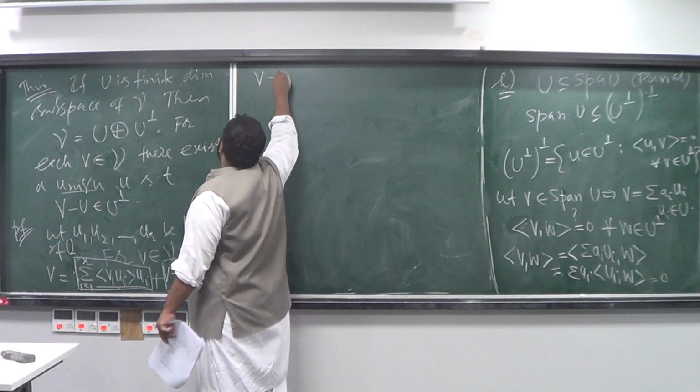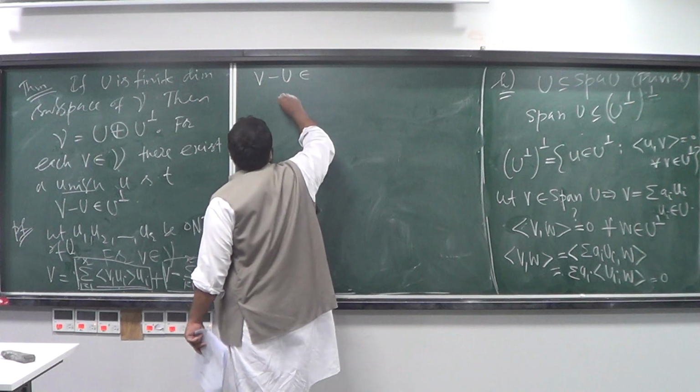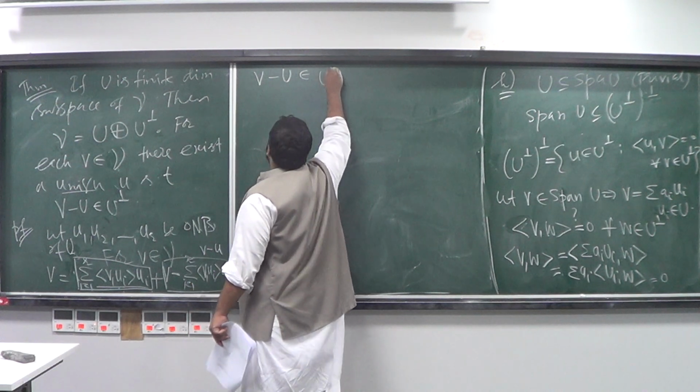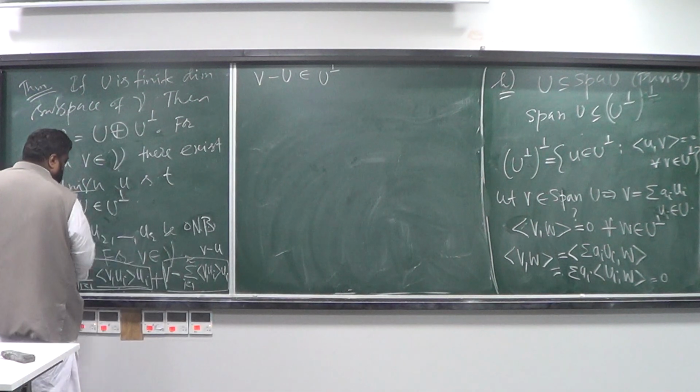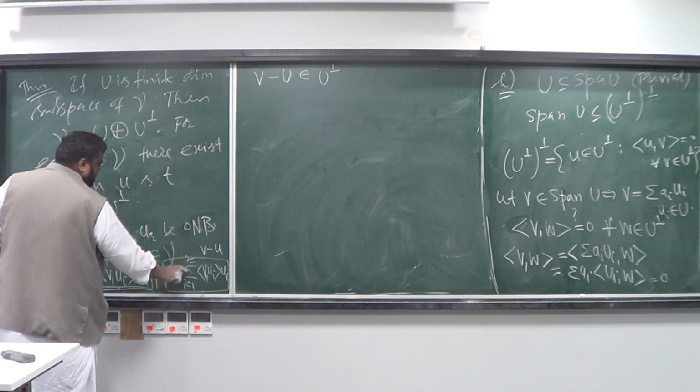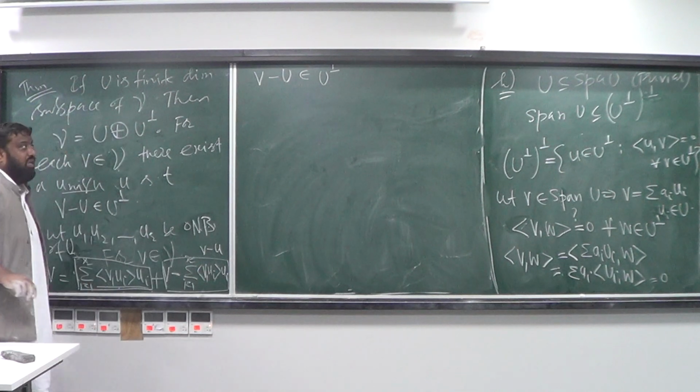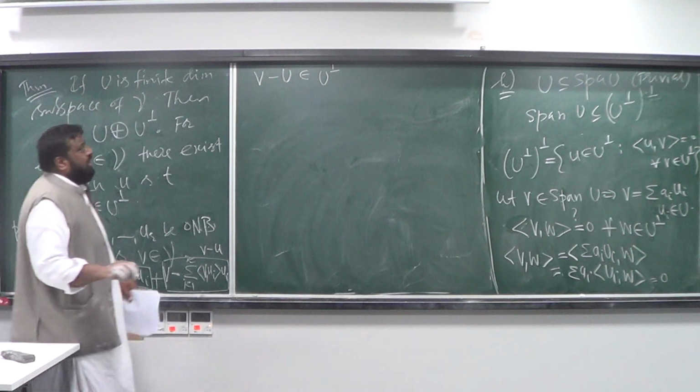So the claim is that V minus U belongs to U perp. By U I mean this vector. So this is U plus V minus U actually. So V belongs to U perp actually.